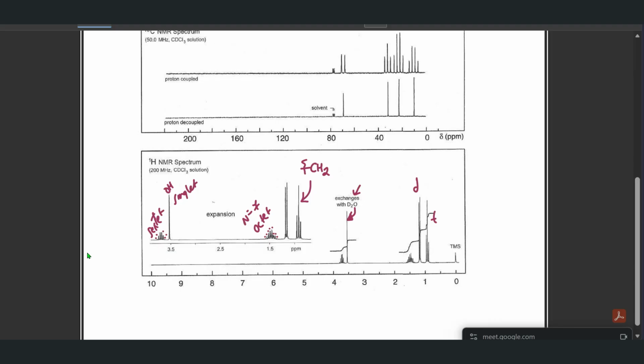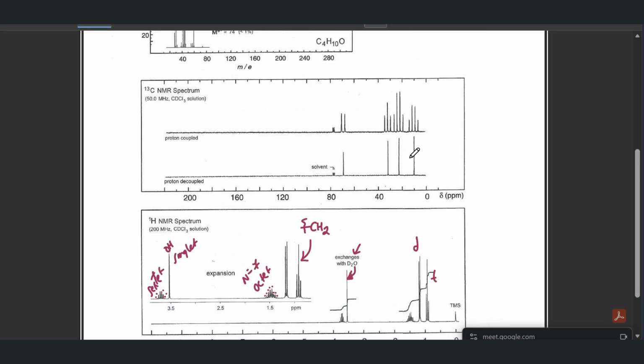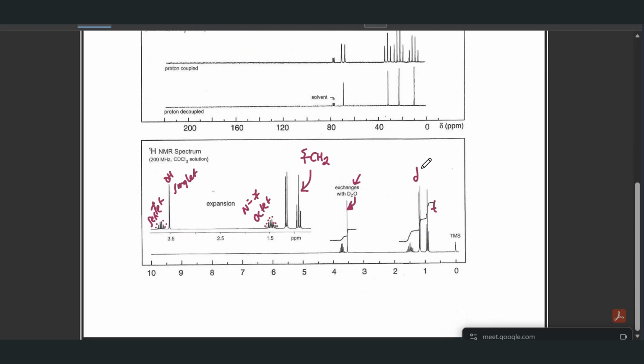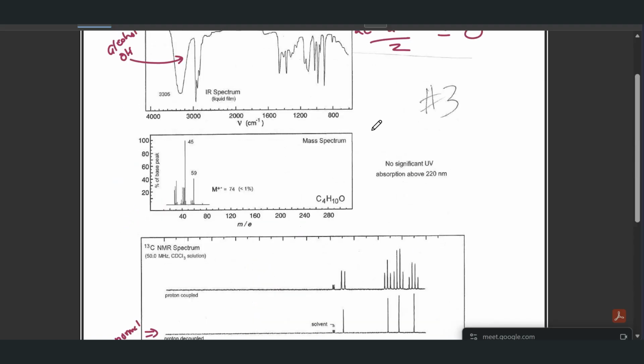Okay. You have to use DEPT information. Is there DEPT information here? No. Oh, this says carbon proton coupled. Do I look at the proton coupled or the decoupled? Proton decoupled. You look for the proton coupled. This is just normal. There's another question with DEPT. I'll bring it up. This does not tell us if we have CH3s or not. So should I just start drawing now?